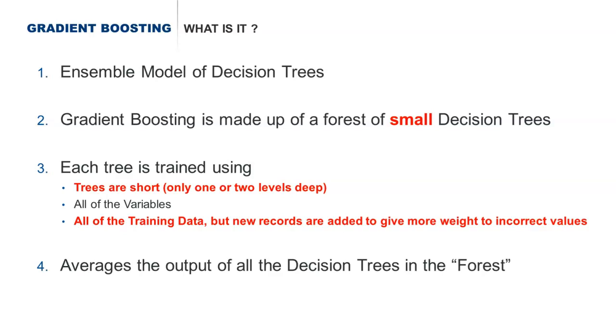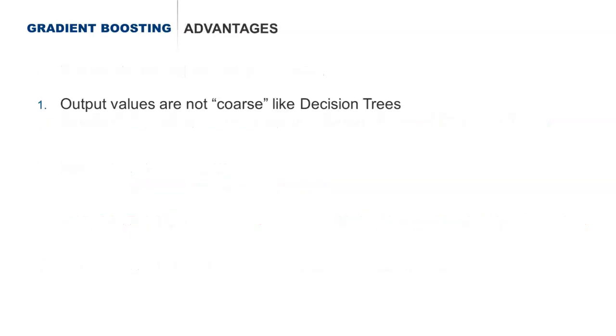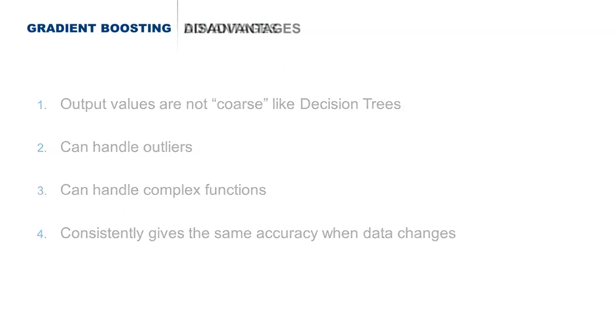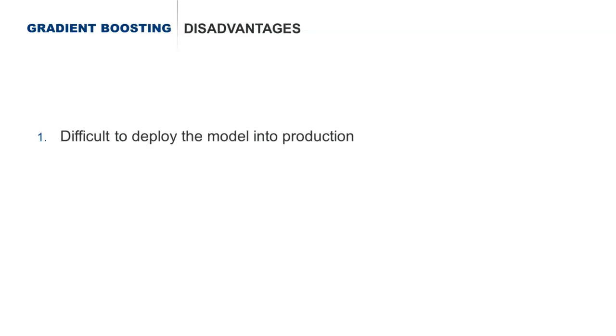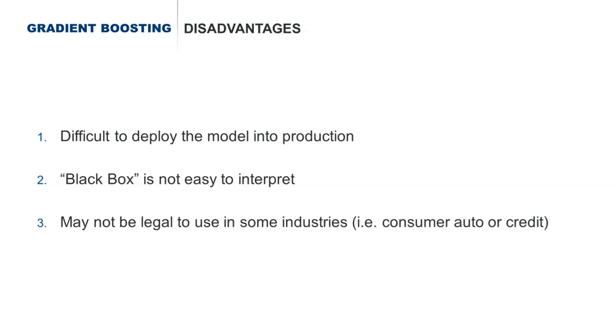And then when I'm done, I might have 50 little trees, and then I'm going to average them together, just like the random forest. Advantages: you get the same advantages as the random forest. Disadvantages, same thing. Difficult to deploy. It's a black box. I don't know what's going on. And it may not be legal in some cases, though not all. Before you use a random forest, especially when it comes to lending money, because we have fair credit lending laws in the US, and the Department of Insurance wants to make sure you're not discriminating against people, you have to check the laws. It's not always illegal, but you have to look.